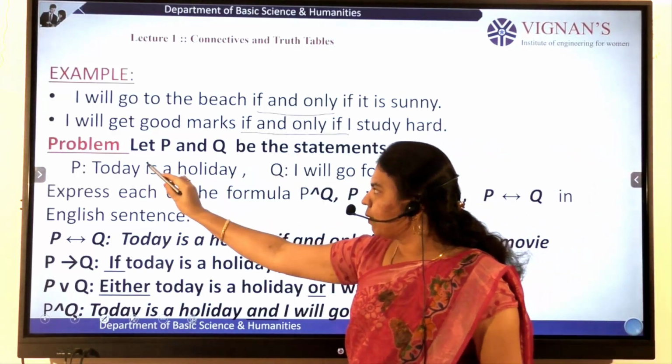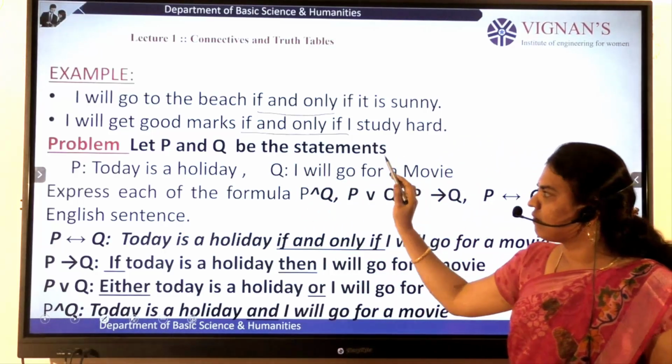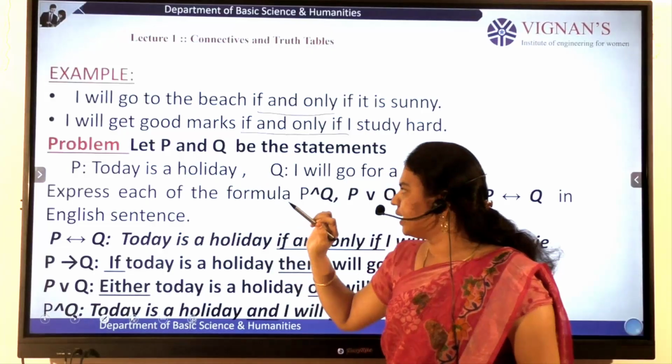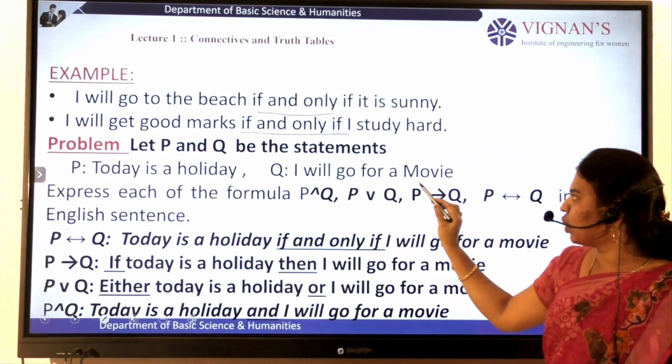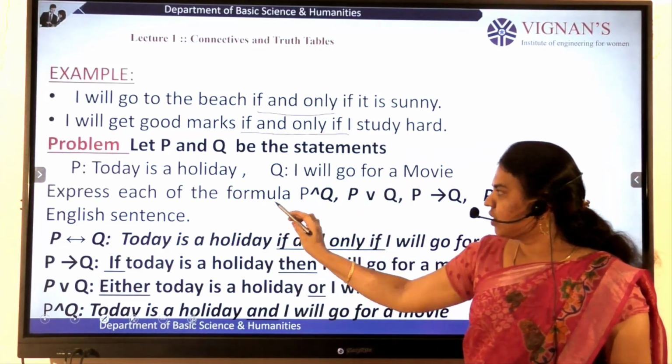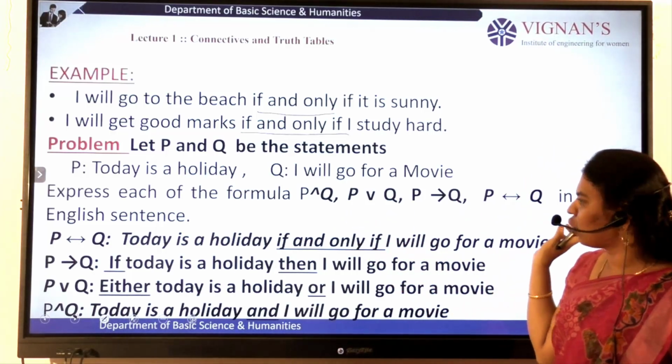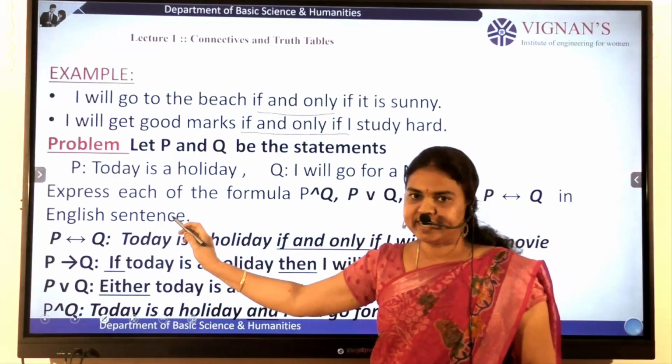Next, coming to the problem, let P and Q be the statements. The statement P is defined as: today is a holiday. The statement Q is defined as: I will go for a movie. Express each of the formulas P and Q, P or Q, P implies Q, P if and only if Q in English sentences.